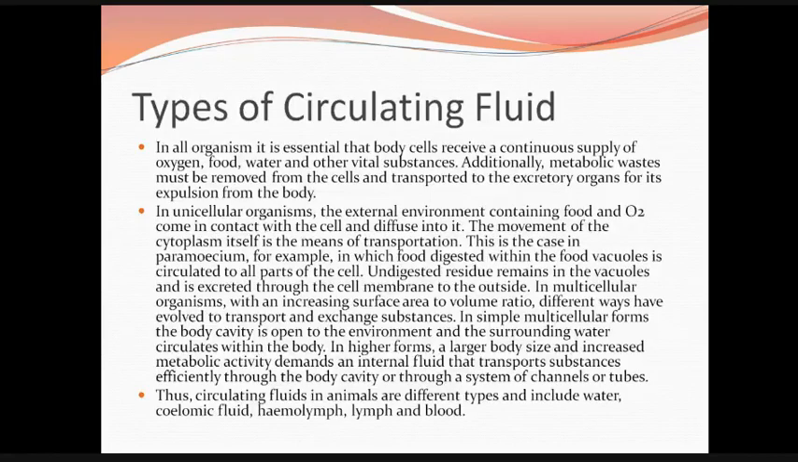When we talk about the circulating fluid, it is very essential for all body cells to receive a continuous supply of oxygen. Now see, why do they require oxygen? They require oxygen for their metabolic reactions. Then they require food, water, and other vital substances. Additionally, metabolic waste must be removed from the cells and transported to the excretory organ.